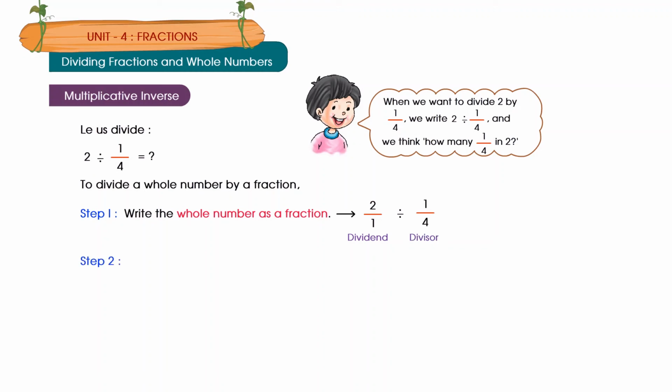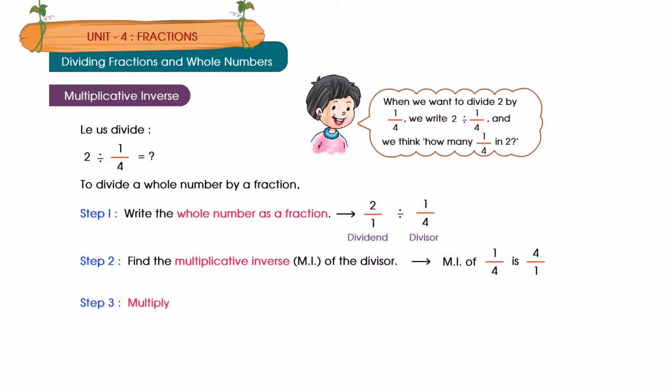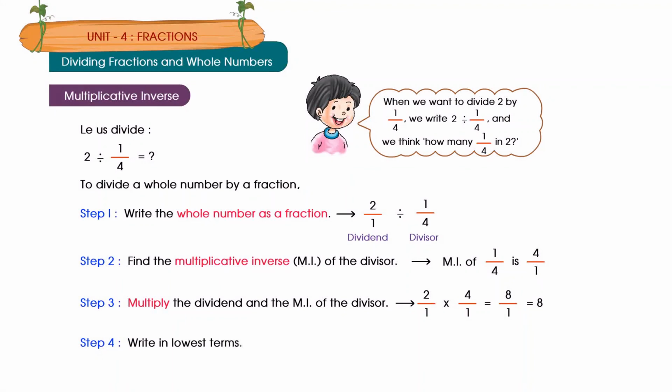Step 2. Find the multiplicative inverse, MI, of the divisor. MI of 1/4 is 4/1. Step 3. Multiply the dividend and the MI of the divisor. 2/1 × 4/1 = 8/1 = 8. Step 4. Write in lowest terms. 8 is in its lowest terms. 2 ÷ 1/4 = 8.